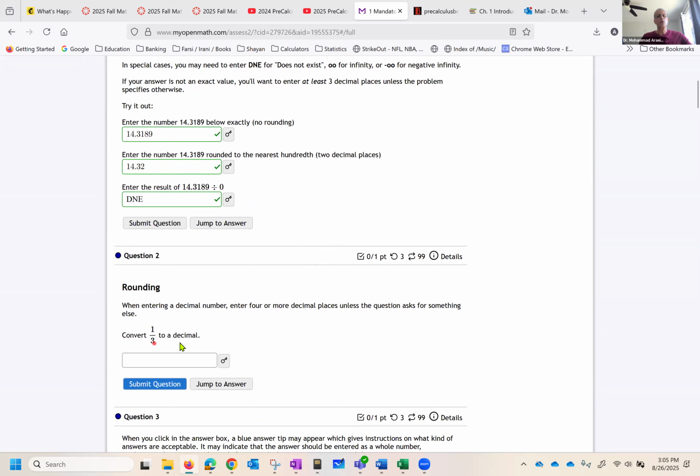They want us to convert 1/3 to decimals. And see, it's important to pay attention to the instruction. It says enter 4 or more decimal places unless the question asks for something else. Now, as you know, 1/3 is 0.3 bar. That means 0.33 and it continues indefinitely.